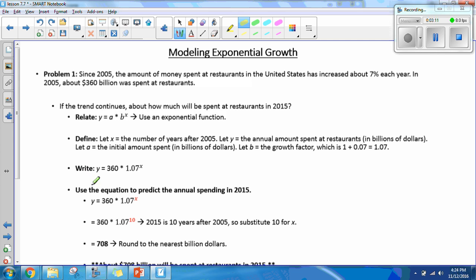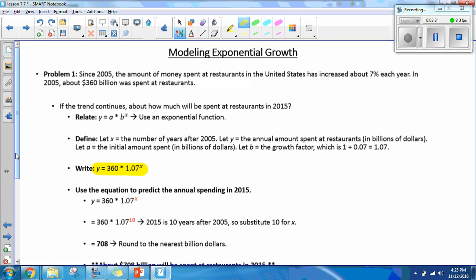So first we need to write our equation. y, which is the amount that we're trying to look for, equals 360, which is going to represent the billions of dollars spent initially in 2005, times 1.07 to the x power, our growth factor.